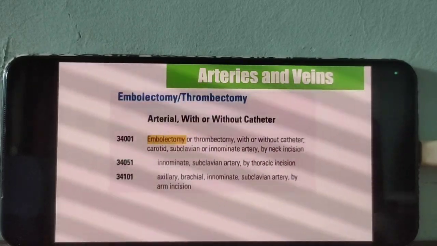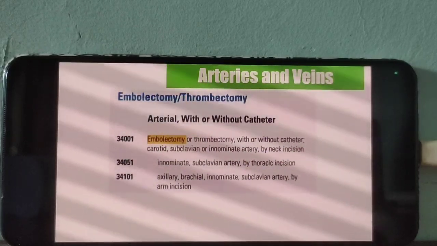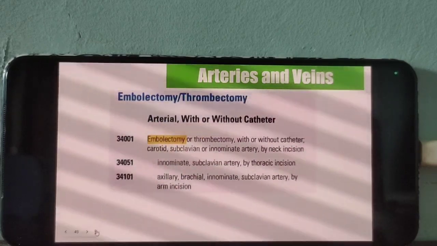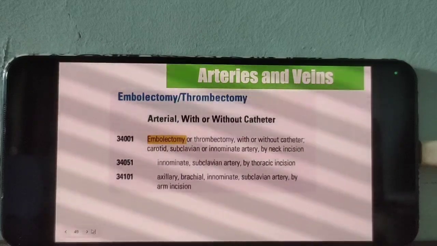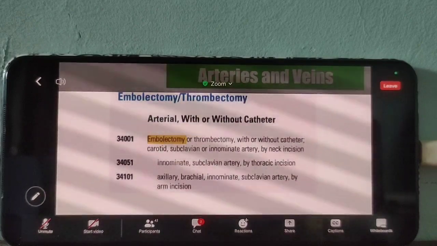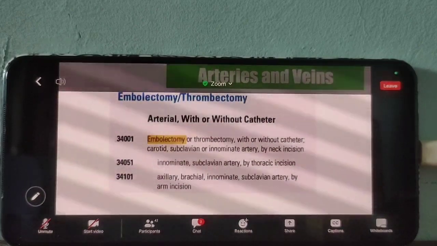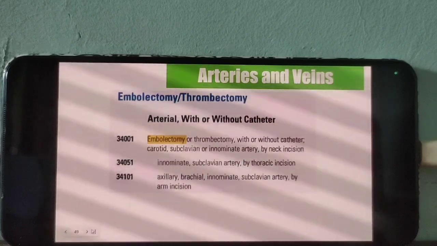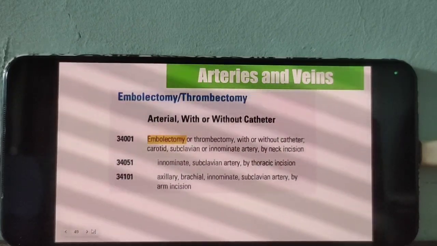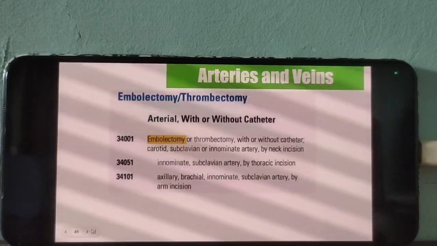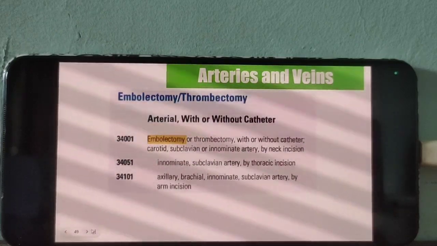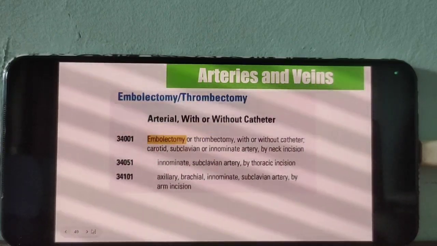This is just information. Then what is the meaning of embolism? Embolism means movable blood clot. So the suffix ectomy means removal: removal of the movable blood clot. Thrombectomy means removal of blood clot. Embolectomy means removal of movable blood clot.